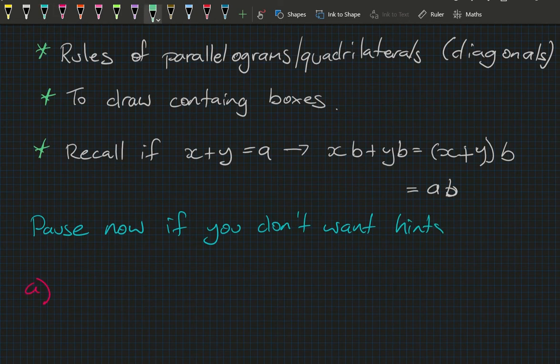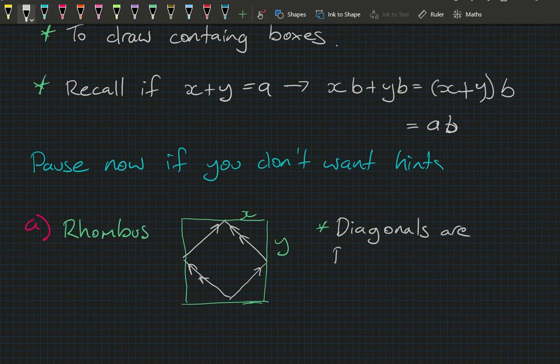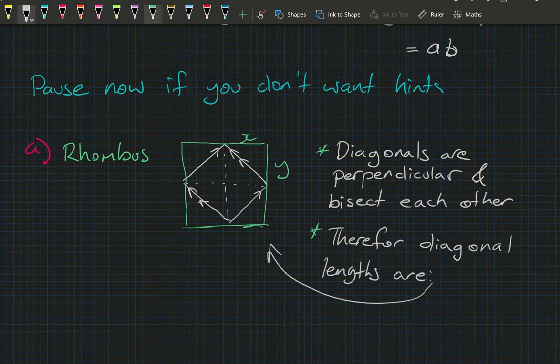Alright, part A is the rhombus, and I'll draw one of those with a containing box. And let's remember that the diagonals are perpendicular and bisect each other, and that implies that the diagonals are these lengths.